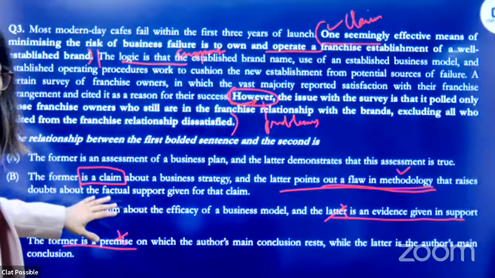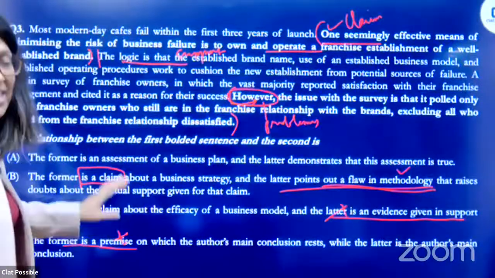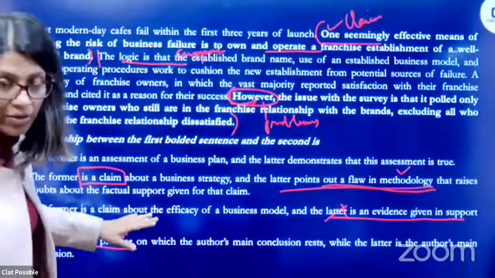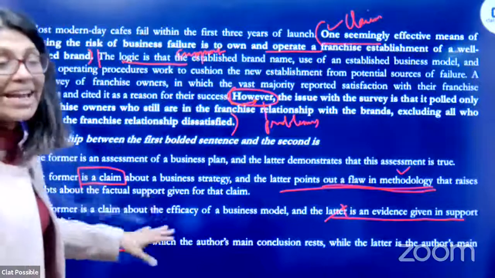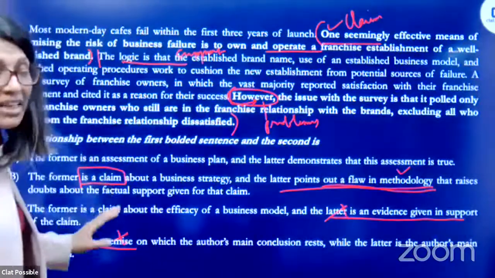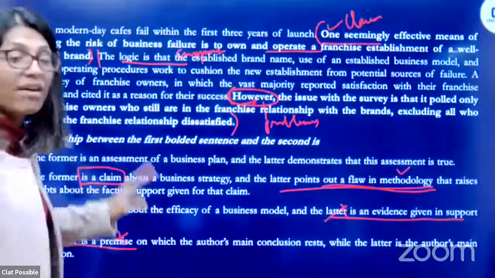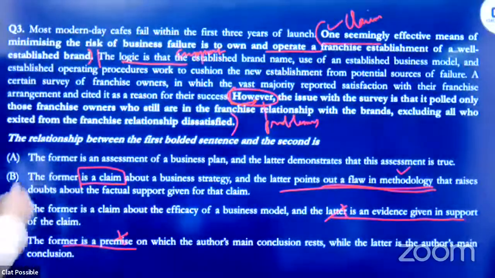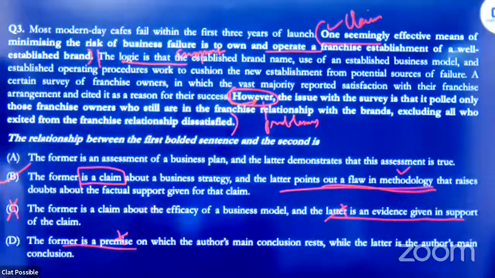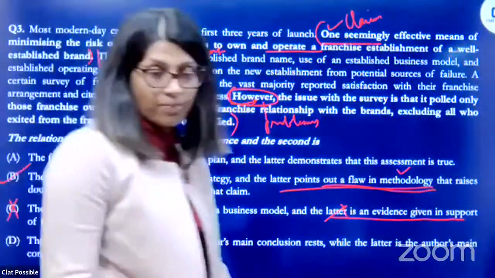Right? So second boldface is like a counter premise. That is correct. But what type of counter premise? It is not attacking franchisees. It is attacking the survey, the way the survey was conducted. I hope that answers your question. So the answer will be B, and most of you are correct.